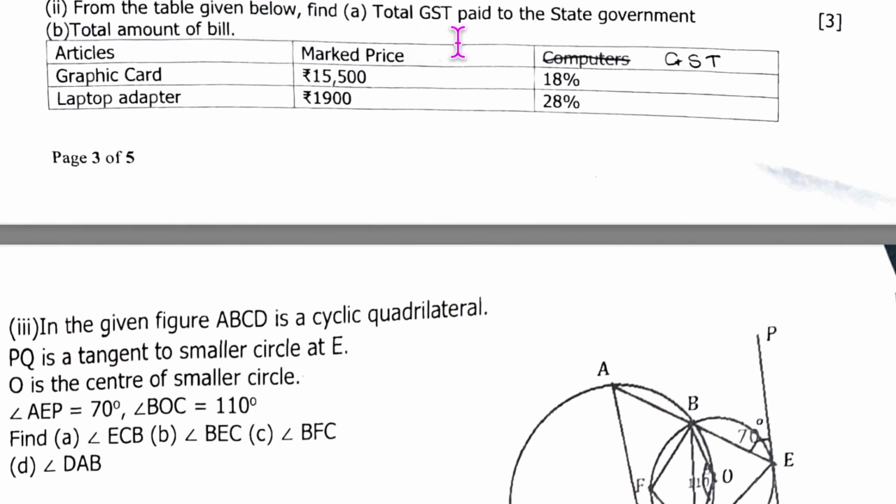Now the table gives you this. Find the total GST paid to the state government. So marked price is given and the laptop price. I think you'll have to take it separately. Right over there, graphic card.